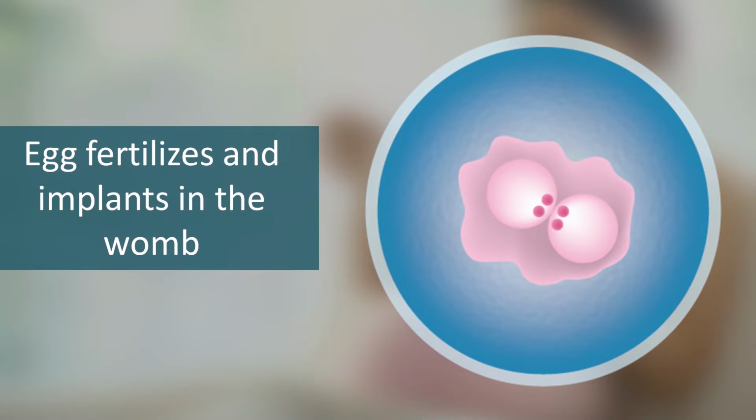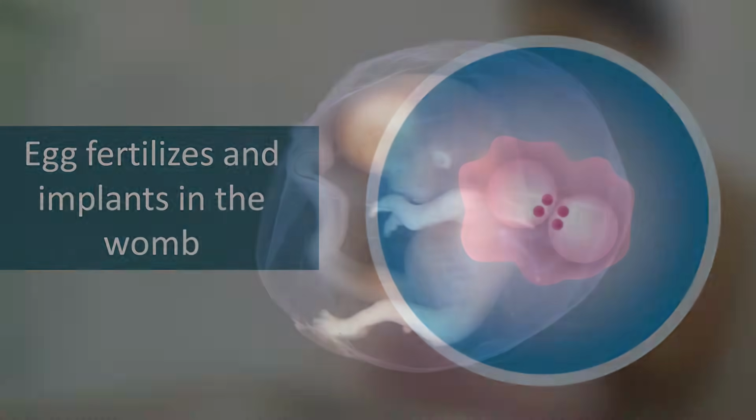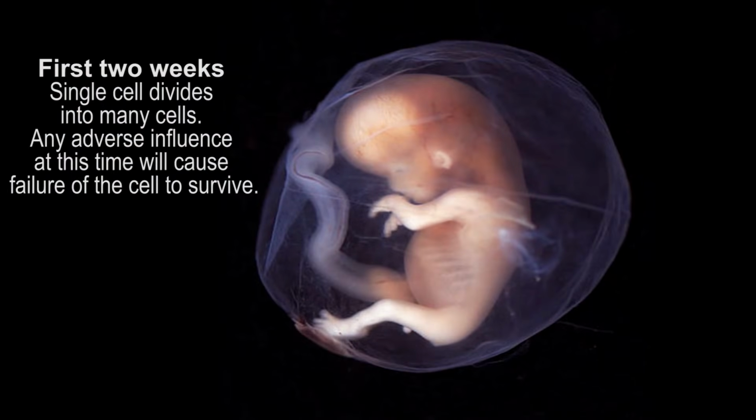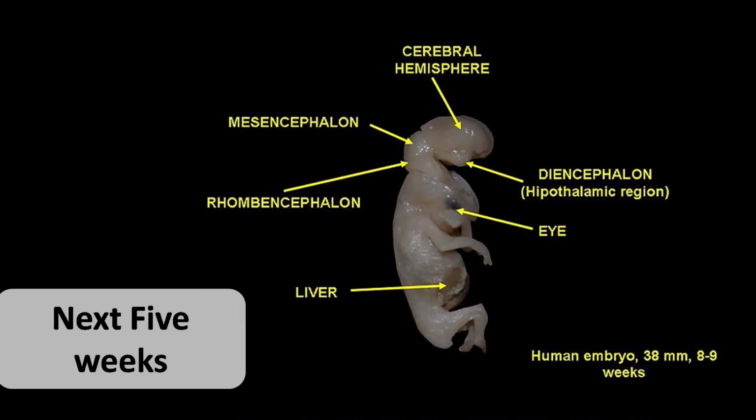So after the egg fertilization, the egg is implanted in the womb of the mother. So the first 2 weeks is the germinal stage, when this single fertilized cell then divides into many millions of cells, and any adverse influence at this time will cause failure for the cell to survive. Then as the pregnancy advances, the next 5 weeks is the embryonic stage.